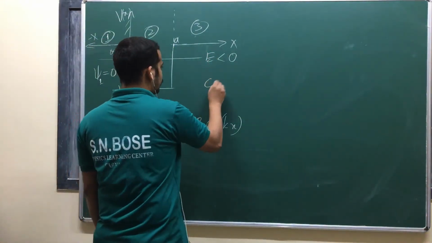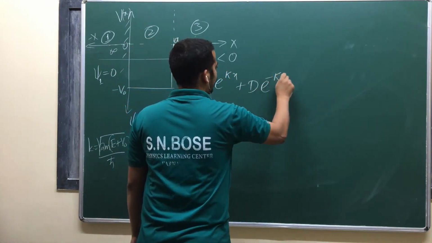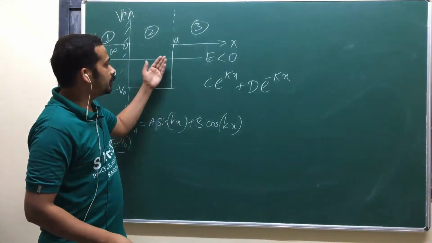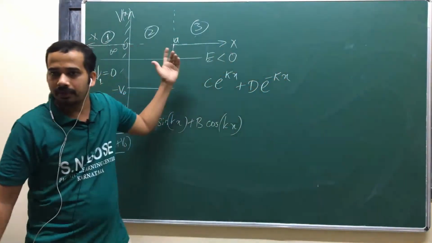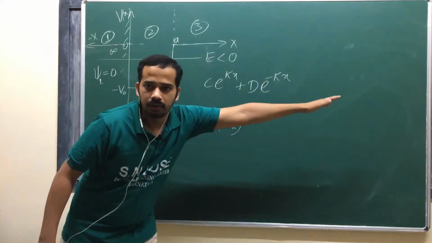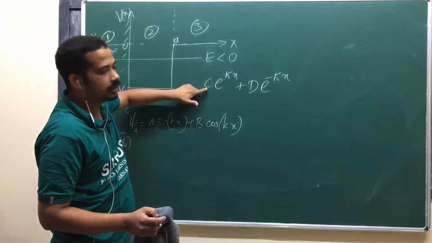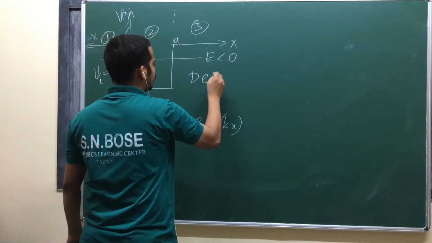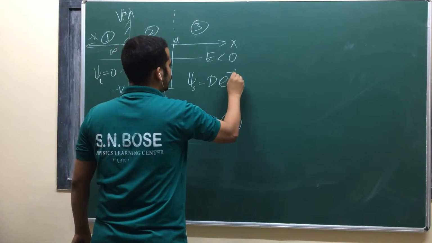A, B, C e power kappa x plus D e power minus kappa x. I'm using Griffiths symbols. But it cannot be an exponentially increasing function, because the particle cannot escape here, isn't it? It's a bound state. The probability of finding the particle should decrease when you move towards the positive x region. On that physical ground, you can choose C equal to 0, so that your solution here is psi 3 equal to D e power minus kappa x.